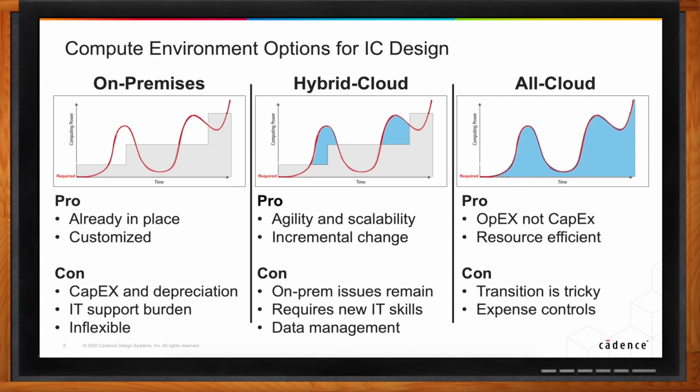A little bit like the Goldilocks, too hot or too cold or just right. Hybrid cloud is kind of in the middle, and it's very attractive for its agility and scalability. It's an incremental change. The companies don't have to get rid of their on-prem environment to use the cloud, but it comes with some significant challenges. You still have all of your issues with your on-prem support that you need to deal with. When you begin using the cloud, you've just introduced new skills and requirements and knowledge that your IT group will need to have. And the tricky thing actually turns out to be data management.